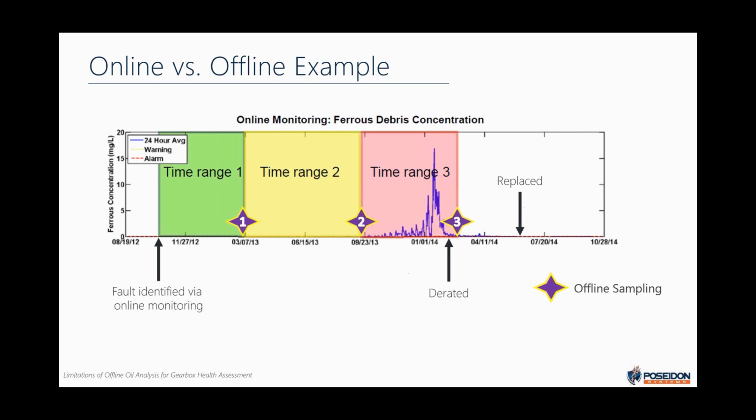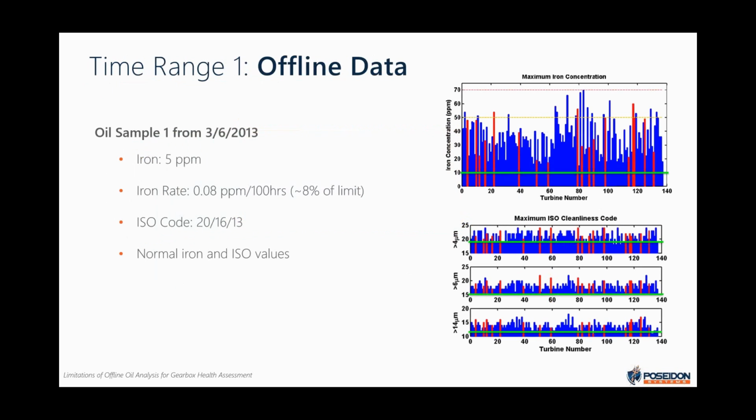The limits for ferrous concentration are actually plotted on this figure. They're just very low on the y-axis in relation to that spike around the beginning of 2014, so you can't really see them. So we'll start with the first offline oil sample taken March 6th, 2013.